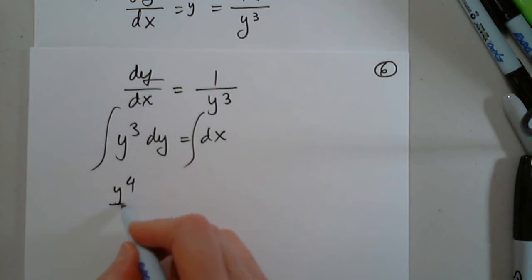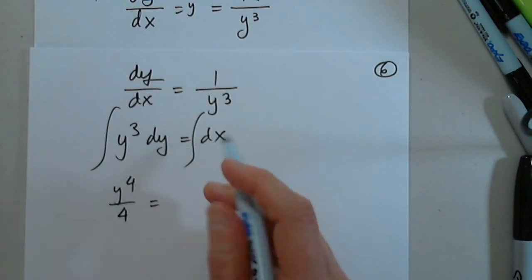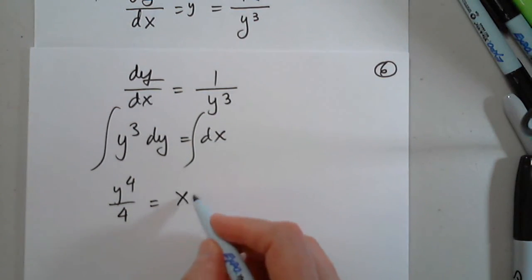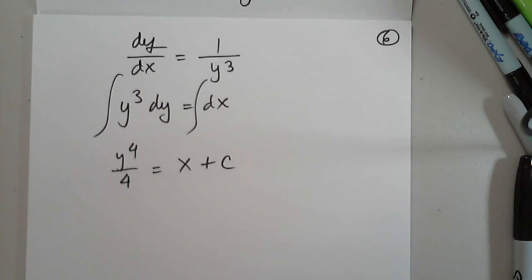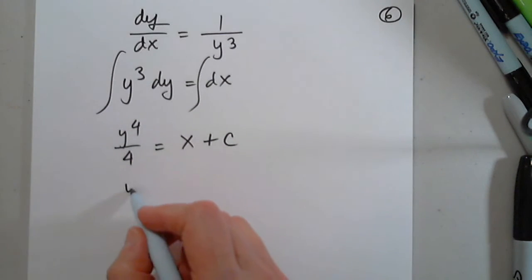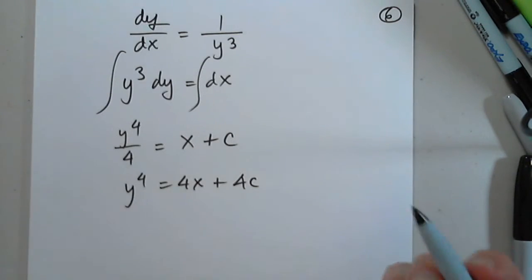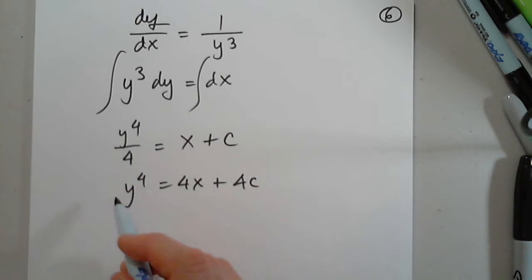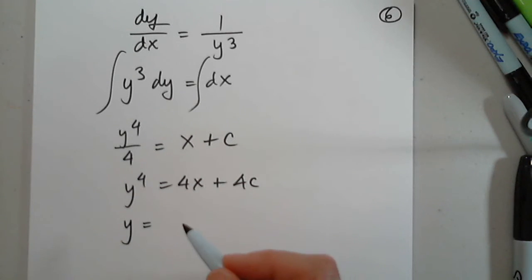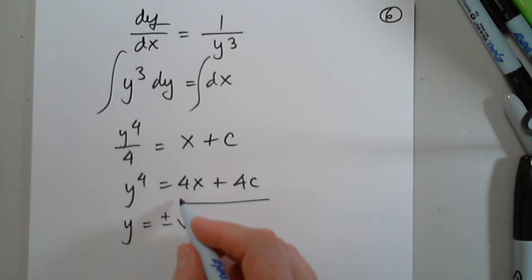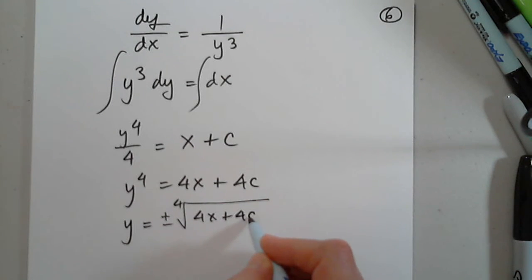So this is y to the 4th over 4. And the other side is x, the integral of 1 is x, plus a constant c. So then y to the 4th is 4x plus 4c. You can replace this by c, it doesn't matter. But I have to take the 4th root. So the 4th root requires plus or minus.